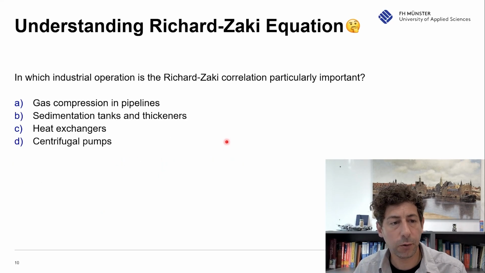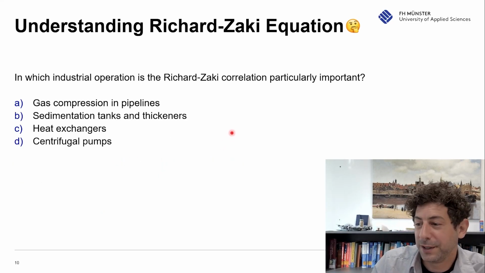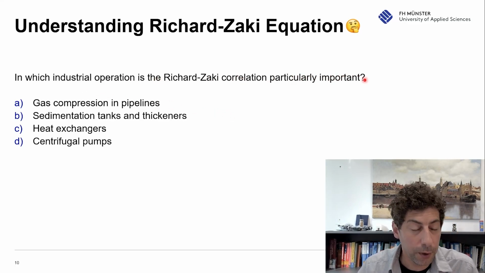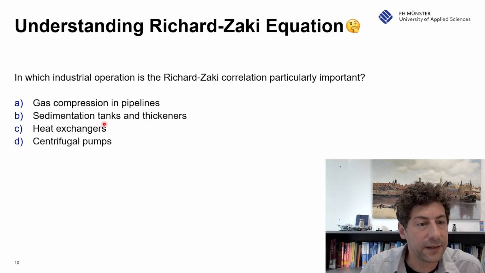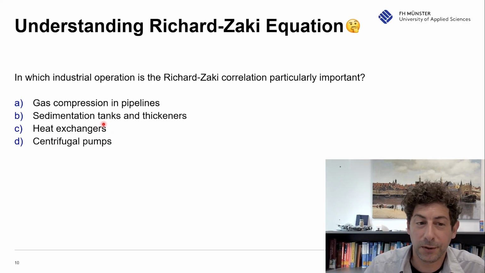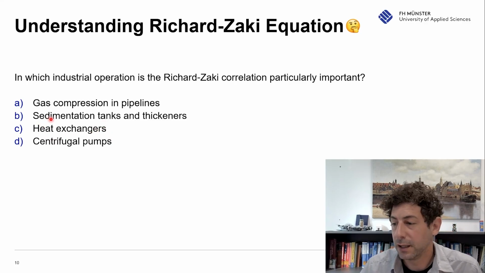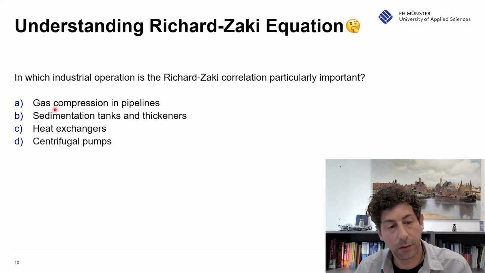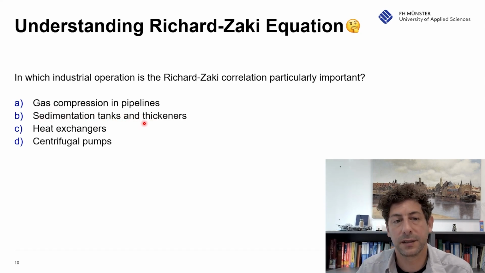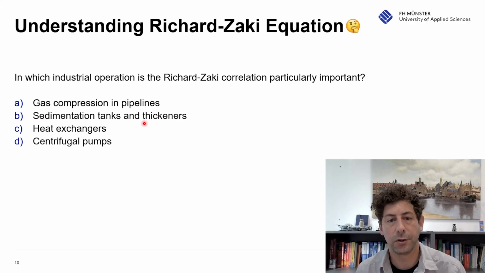And then we have a second question, and this is very simple: in which industrial operation is the Richardson-Zaki correlation particularly important? A: gas compression and pipelines, B: sedimentation tanks and thickeners, C: heat exchangers, D: centrifugal pumps. And this is very easy. It's of course B. I also gave you in the videos and also here the example of a sedimentation tank or thickener. So B is the correct answer for industrial operations in which we use the Richardson-Zaki equation.